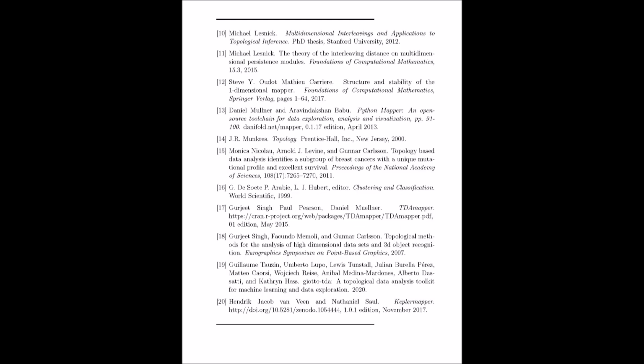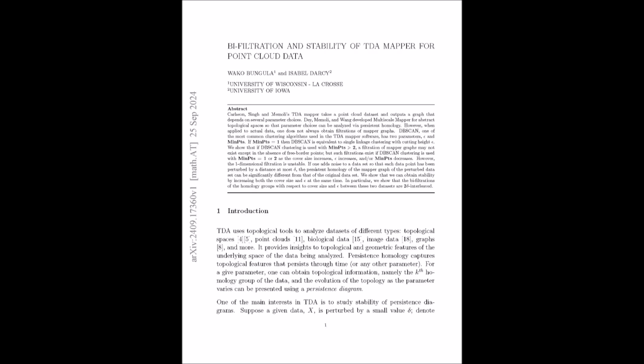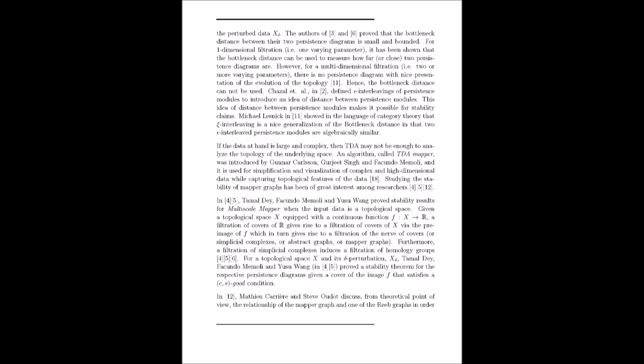Exactly. Bifiltration takes that idea a step further. Instead of just looking at what happens when we change one parameter at a time, it's like, let's see what happens when we change two things at once. So it's like looking at our map from multiple angles, adjusting the focus and the zoom to see if anything important changes or stays the same. Exactly. We're looking for those regions of stability where the overall structure of our map remains consistent, even if we make small tweaks here and there.